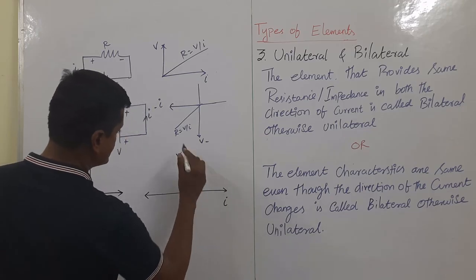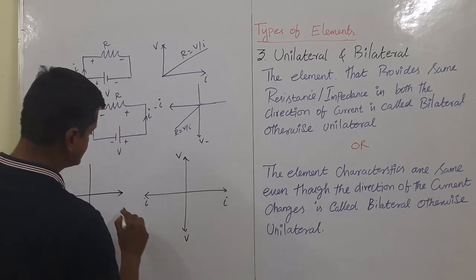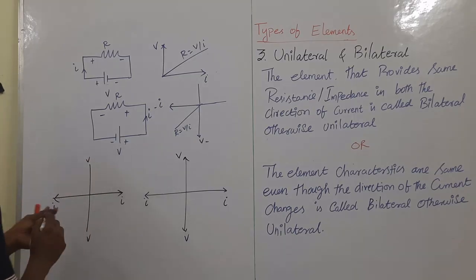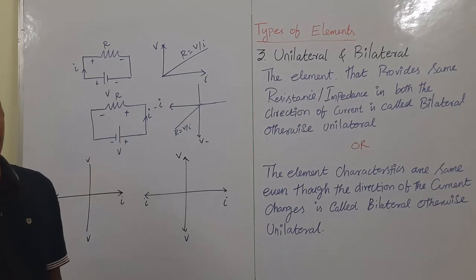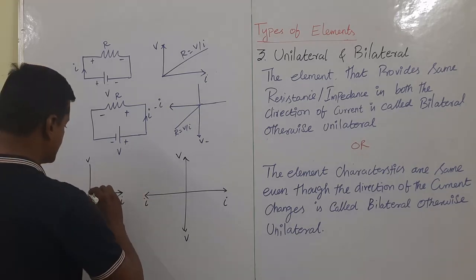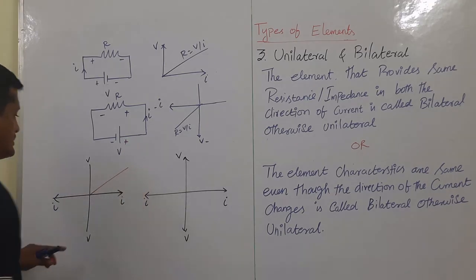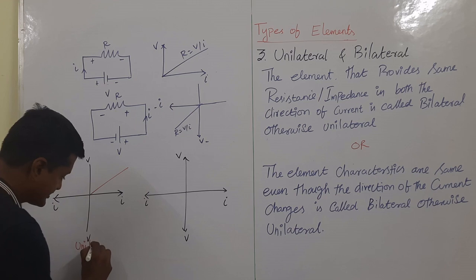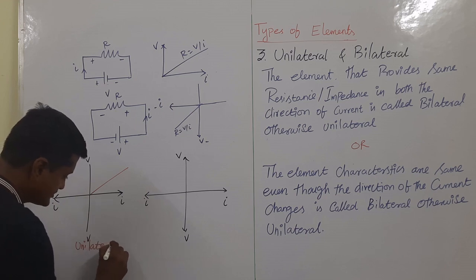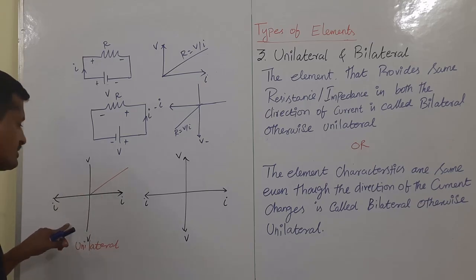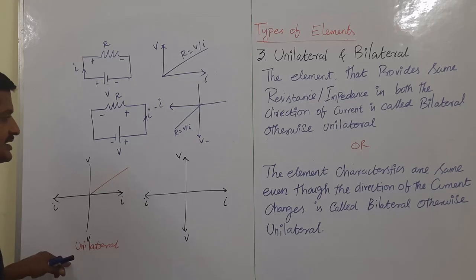Just taking current and voltage axes. So for a unilateral element, the characteristics are only in the positive direction. Only in the positive direction, it is called unilateral. This kind of characteristic is called unilateral. If the current changes to the opposite direction, the same characteristics do not appear; that is unilateral.